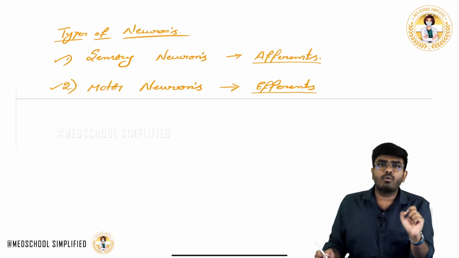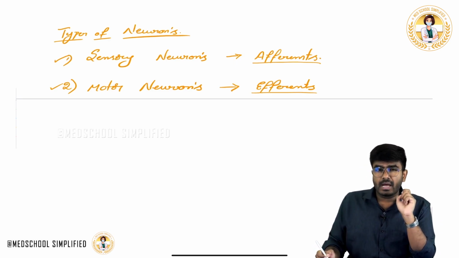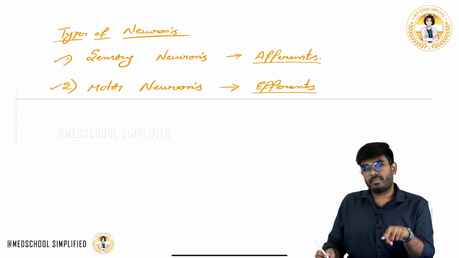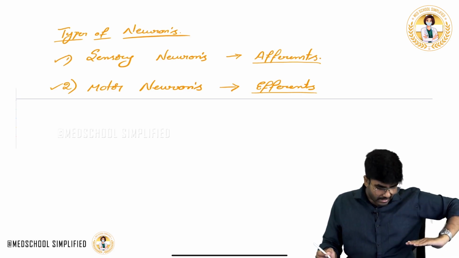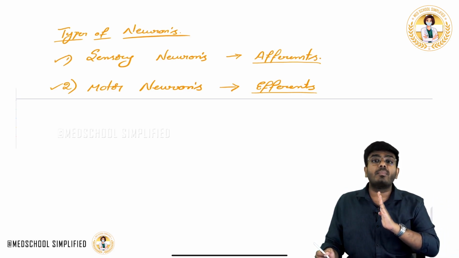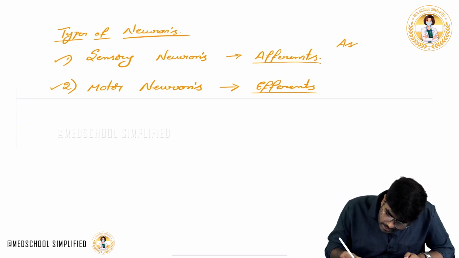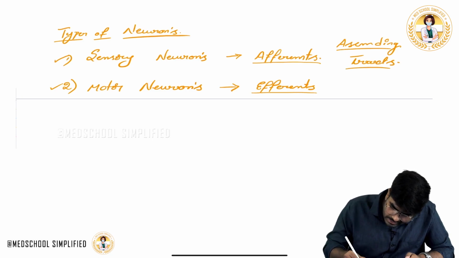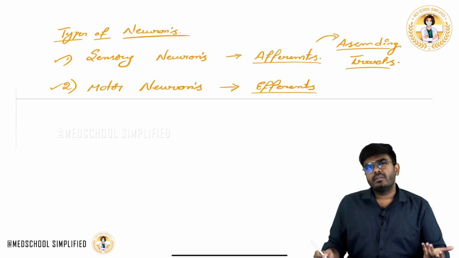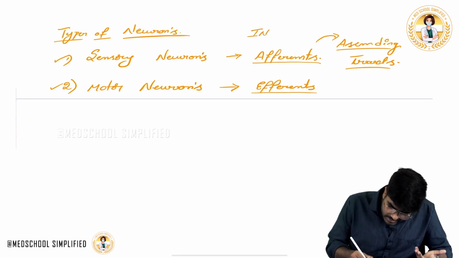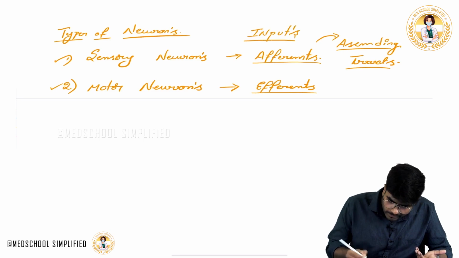So, whenever you hear the word ascending tracts, will you think about the sensory nervous system or the motor nervous system? Definitely the sensory nervous system. Why? Because these neurons are taking the information and ascending up to the brain. So, whenever you hear the word ascending tracts, you have to think about the sensory nervous system. And the sensory neurons are inputs or not? Yes, the sensory neurons are inputs. They are acting as inputs to the brain.